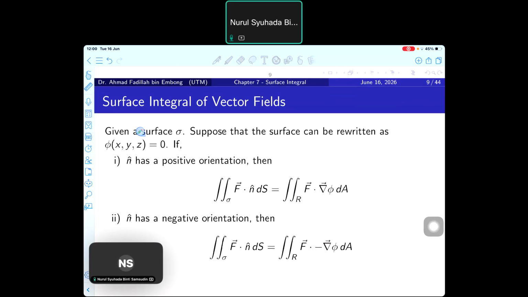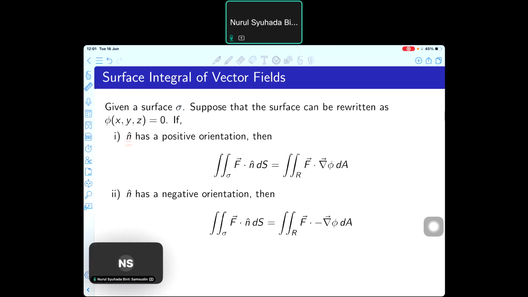So for a given surface sigma here, we suppose that the surface can be written in the following form: phi of x, y, z equal to 0. If n here has a positive orientation, then this is the formulation. So this is how we evaluate the surface integral. We need to compute the dot product between the nabla phi and the vector field, with respect to R here.